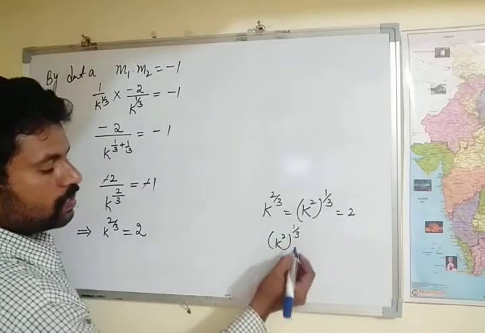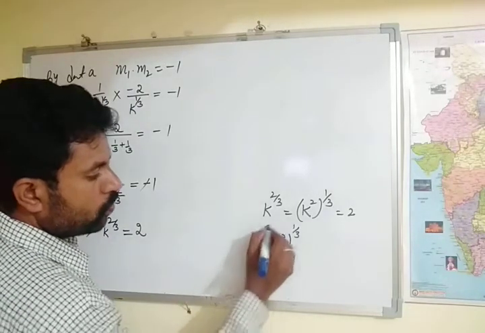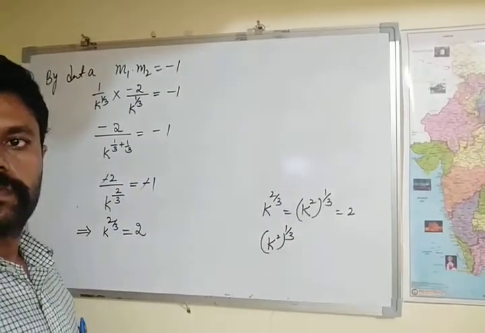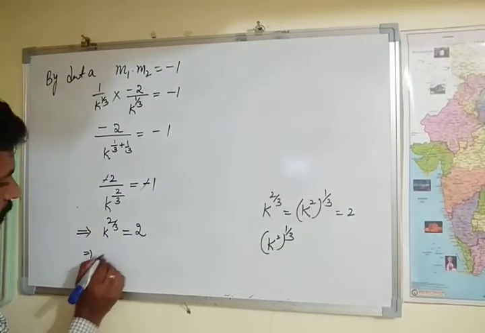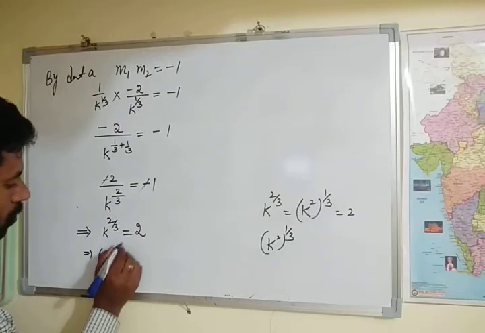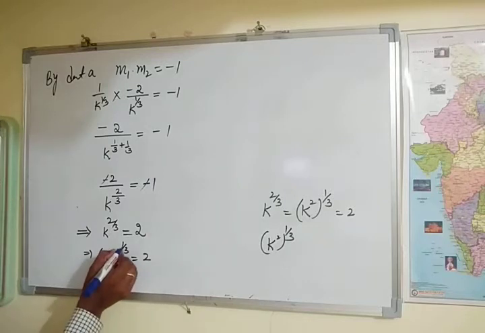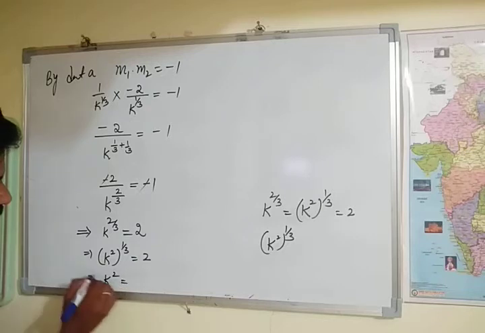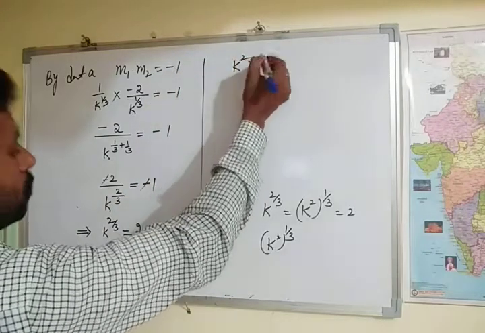Now here, take cube on both sides. Not cube root, take cube on both sides. This result can be written as (k square) to the power 1 by 3 equals 2. Take cube on both sides; the cube root and cube get cancelled. Here we get k square is equal to 2 to the power 3. 2 to the power 3 value is 8, so k square is equal to 8.